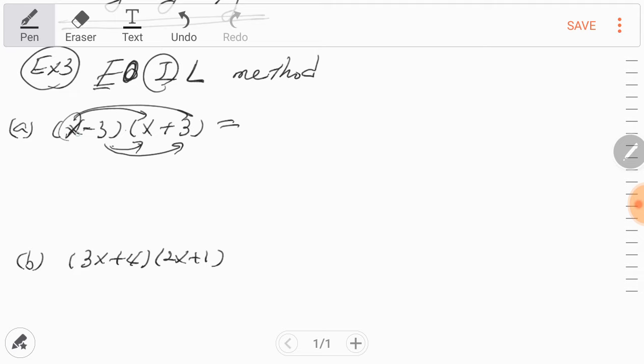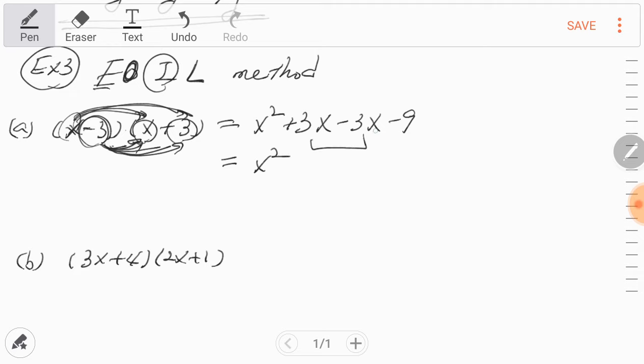So multiply the first terms, x times x is x squared. Multiply the outside terms, x times 3 is 3x. Multiply the inner terms, negative 3 times x, so minus 3x. And the last terms, negative 3 times 3 is negative 9. And then combine the like terms: x squared, these cancel out, minus 9. Okay, so the FOIL method is basically this.